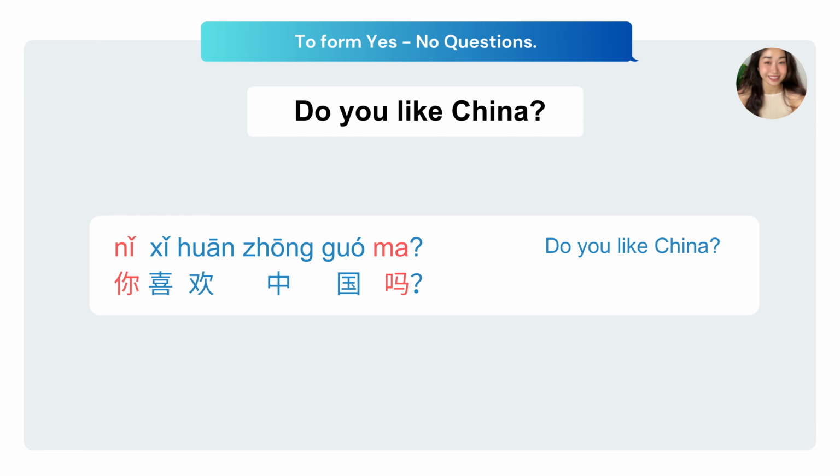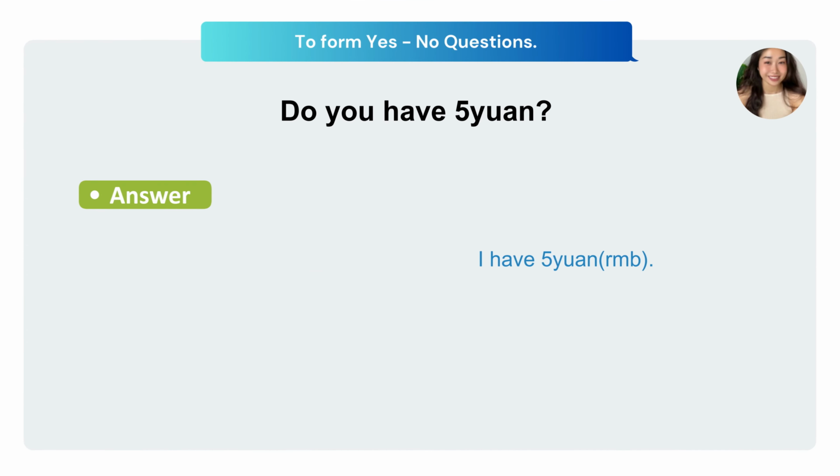Okay, and we also have another example. But for this one, let's focus only on the exact translation of "Do you have 5 yuan?" instead of "Do you not have 5 yuan?" So, for this question, you will answer in English like "I have 5 yuan," which is 我有5元 in Chinese. And to turn it into a question, again, we are going to add 吗 (ma) at the end of your answer.